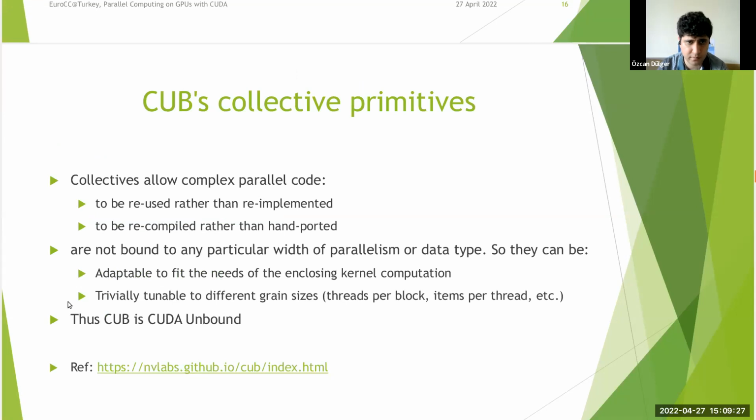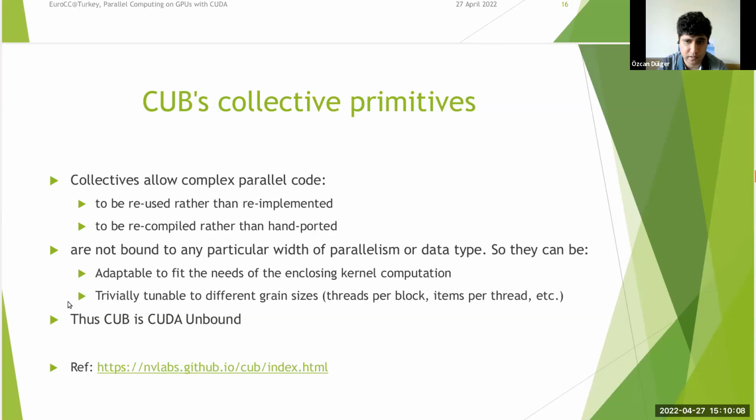Okay, let's continue with CUB's collective primitives. The collective primitives allow complex parallel code to be reused rather than re-implemented, and allow complex parallel code to be recompiled rather than hand-ported. And the collectives are not bound to any particular bit of parallelism or data type, or number of blocks and so on.